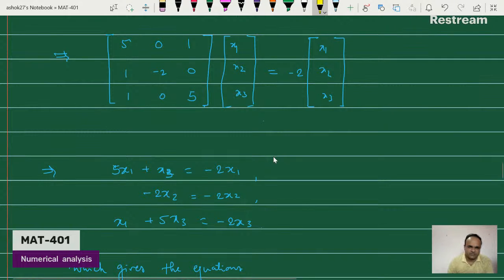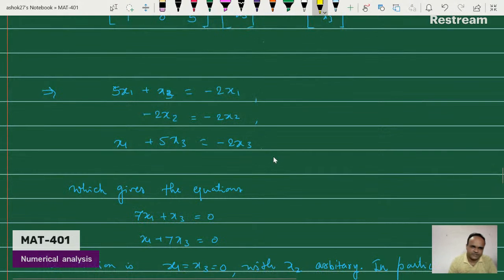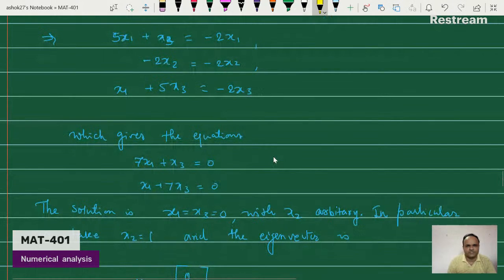Multiplying and comparing the corresponding elements, you'll get these three equations: 5x1 plus x3 equal to minus 2x1, then minus 2x2 equal to minus 2x2, and then x1 plus 5x3 equal to minus 2x3. So from equation number 1, you'll get 7x1 plus x3 equal to 0, transferring this term to the left hand side. And from the third, you'll get x1 plus 5x3, and transferring this minus 2x3 to the left hand side, you'll get x1 plus 7x3 equal to 0.